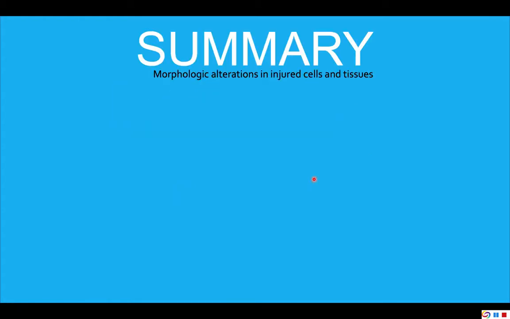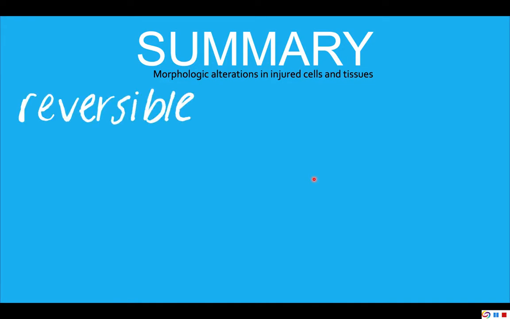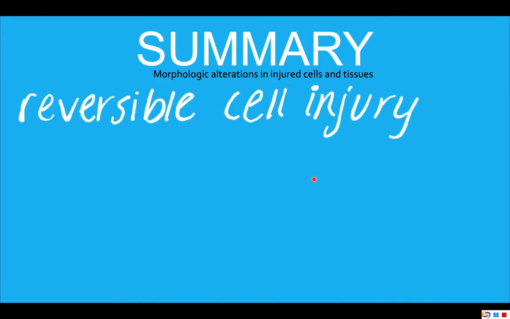So in summary, we went over the morphologic alterations not only in cells but also in tissue. So we started off with reversible cell injury. Remember, reversible cell injury is going to have some cellular swelling. You might see some fatty change or hydropic change. You'll see some plasma membrane blebbing, but you don't see complete loss of integrity of that plasma membrane. You can see things like mitochondrial swelling and dilation of the endoplasmic reticulum. But overall, the cells can still reverse from that.